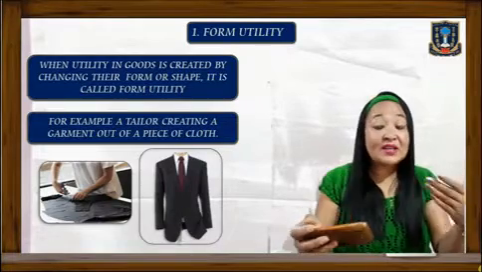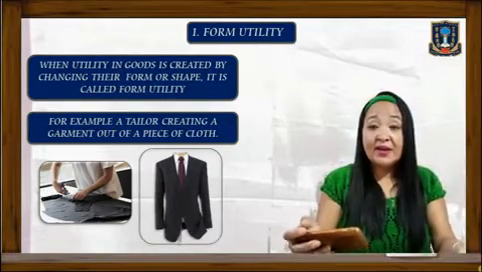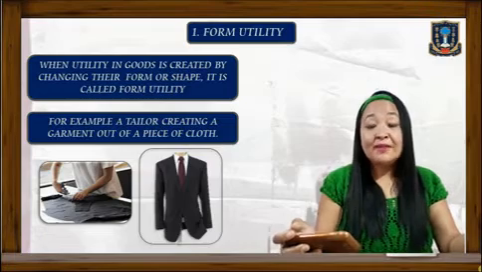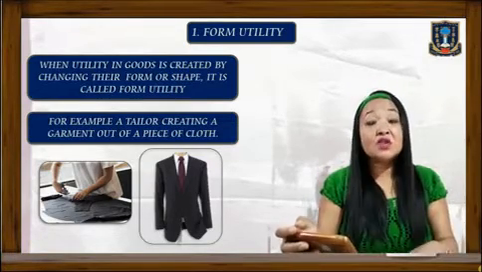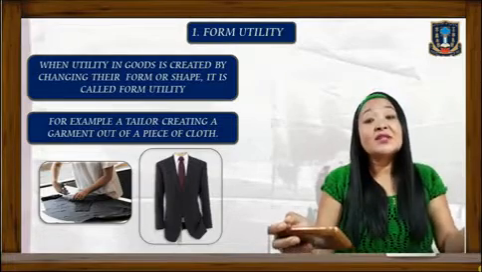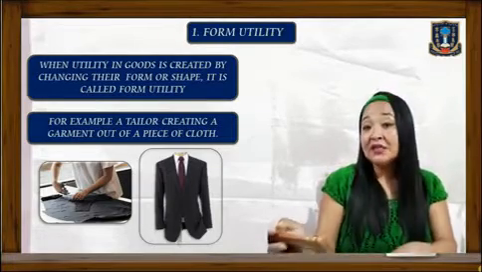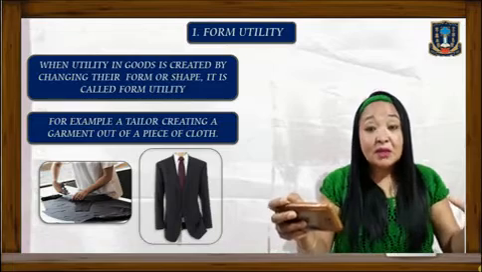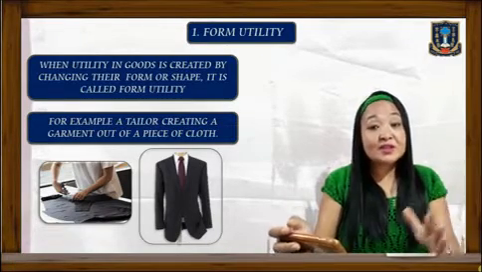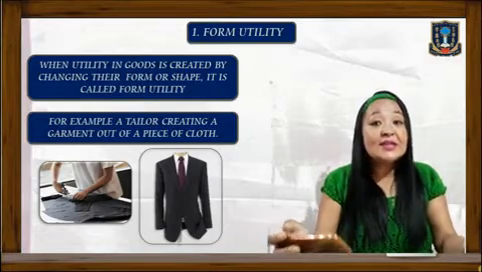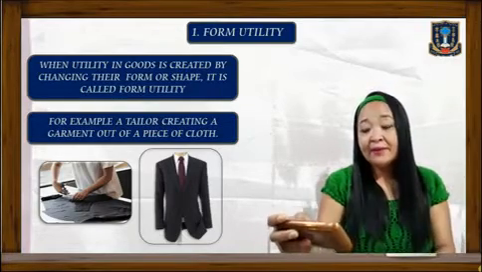Okay. How is it created? By changing its form. All right. A simple linen may not be that useful or may not have that much value, but when a tailor converts a simple cloth into a beautiful garment, then the utility or value is increased. So that is called form utility. By changing form, we are creating a utility. So that's form utility. All right.